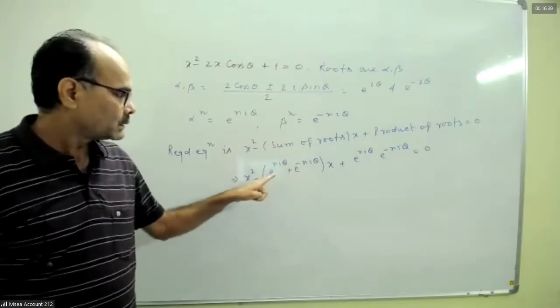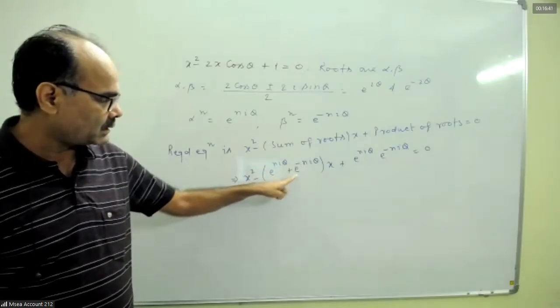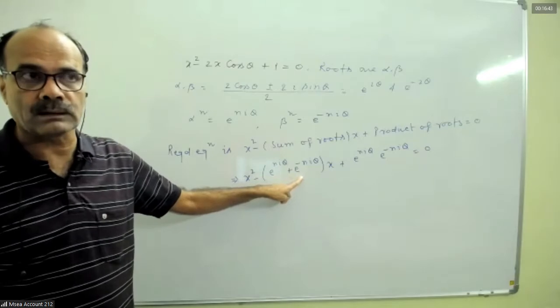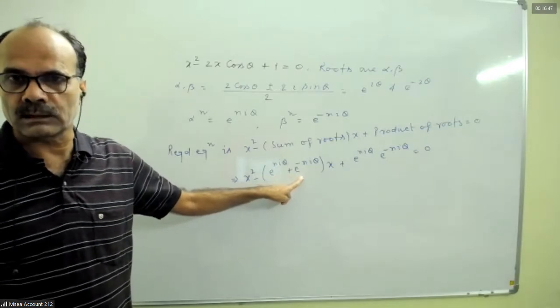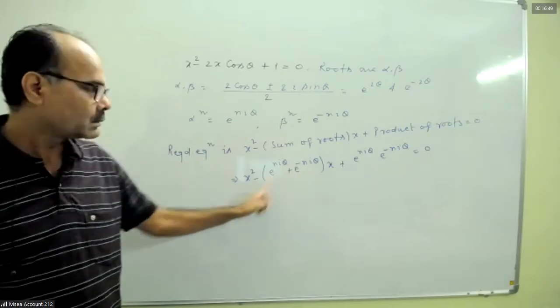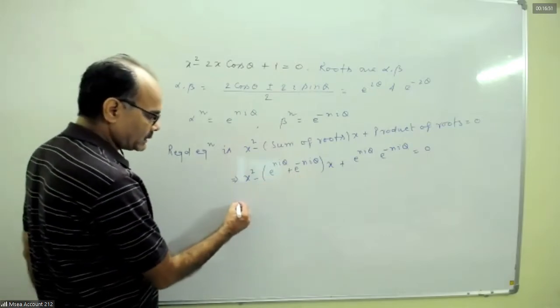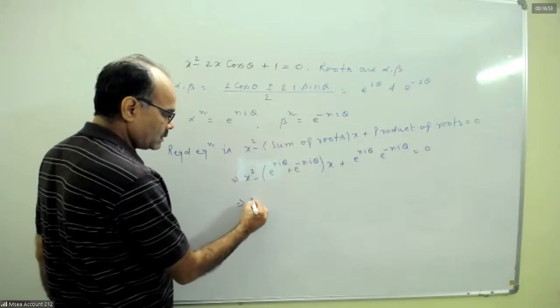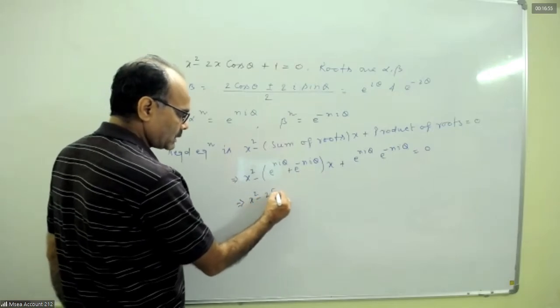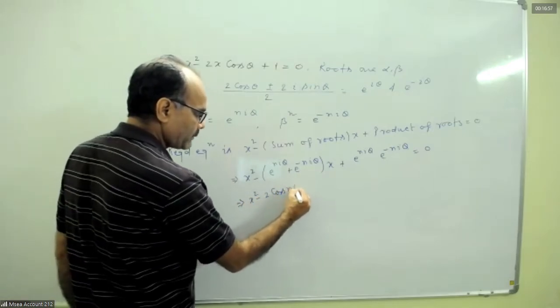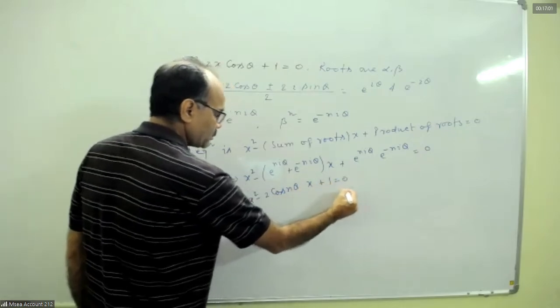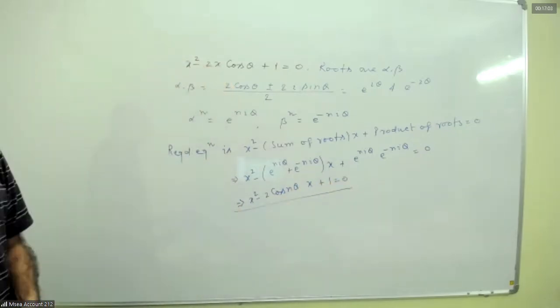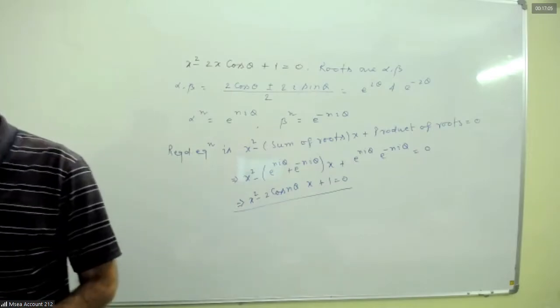Okay, this will be cos n theta plus i sin n theta. This is cos minus n theta plus i sin minus n theta. Cos minus theta is cos theta, sin minus theta is minus sin theta. So the imaginary part will get cancelled. Yes, right, Jacques. x square minus 2 cos n theta x plus 1. This is the required equation. Okay.